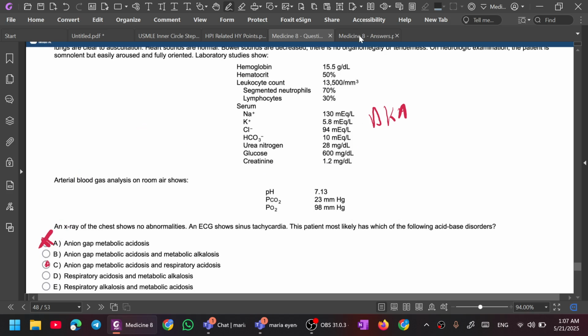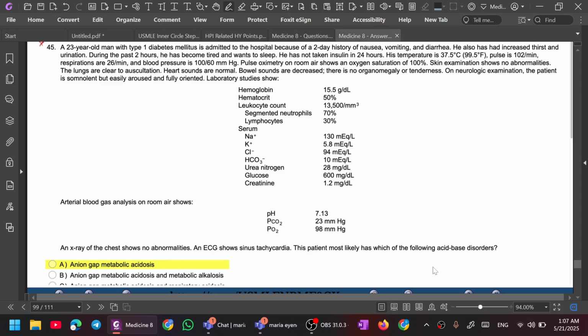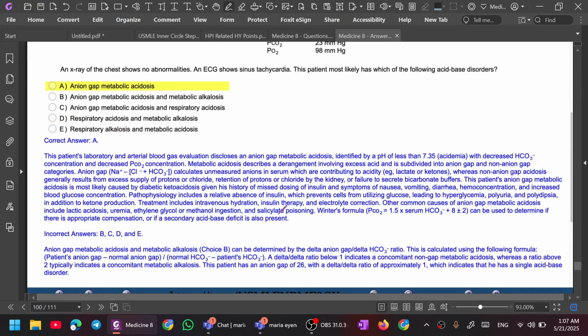Okay, let's see. This patient's lab and arterial blood gas evaluation discloses an anion gap metabolic acidosis identified by pH less than 7.35, which is acidemia, with decreased bicarbonate concentration and decreased PCO2. Metabolic acidosis describes a derangement involving excess acid and is subdivided into anion gap and non-anion gap categories. Anion gap, sodium minus chloride plus bicarbonate, calculates unmeasured anions in serum which contribute to acidity, such as lactate and ketones, whereas non-anion gap acidosis generally results from excess supply of protons or chloride, retention of protons or chloride by the kidney, or failure to secrete bicarbonate buffers.